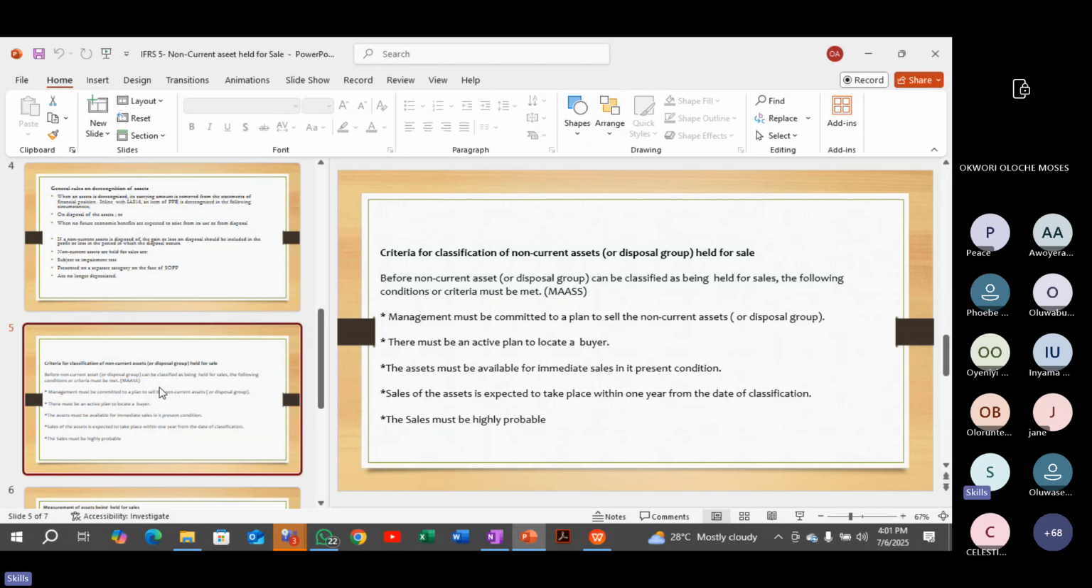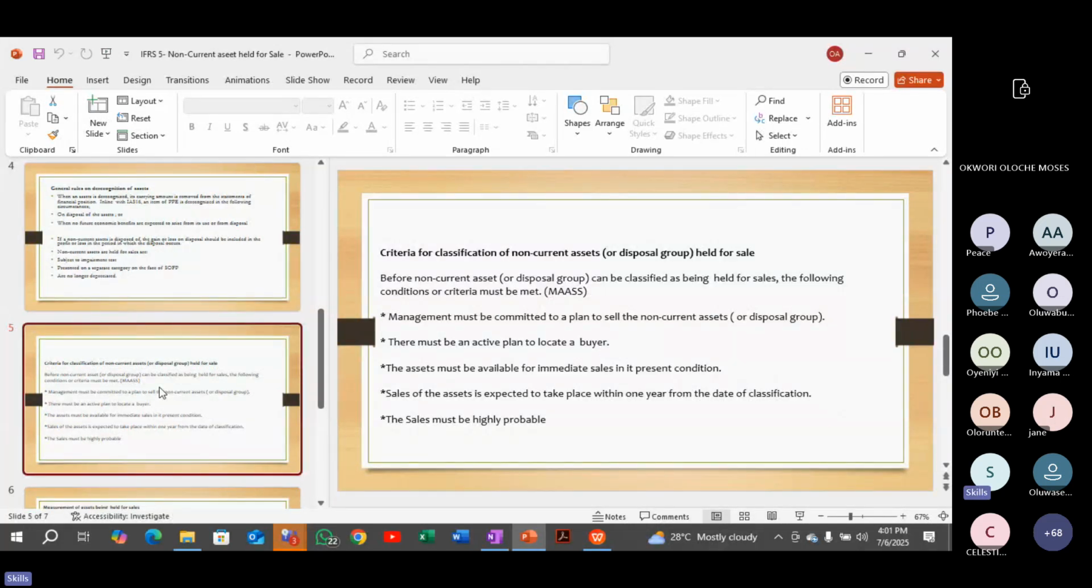The fifth one is sales, which means the S. Sales of the asset is expected to take place within 1 year from the date of classification. What does it mean? The statement means that from the date of classification, the sale will fall within one accounting period. Are you getting me now? An accounting period is always 12 months. Your reporting period will always be 12 months.